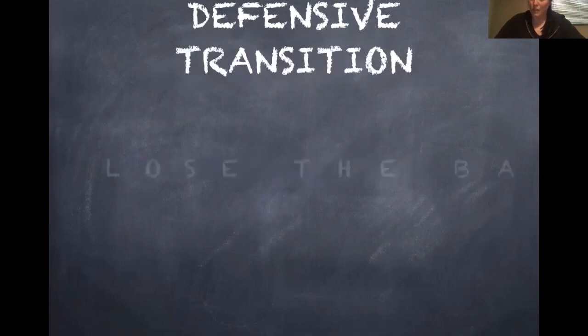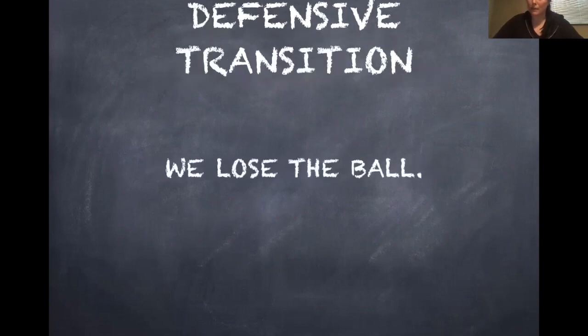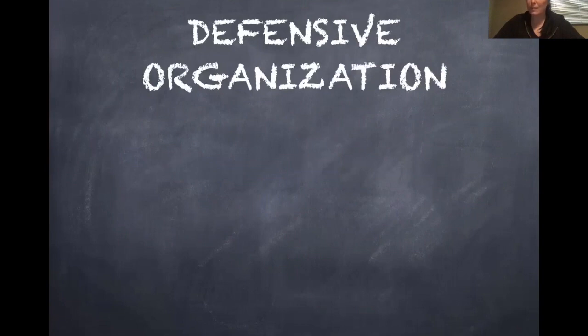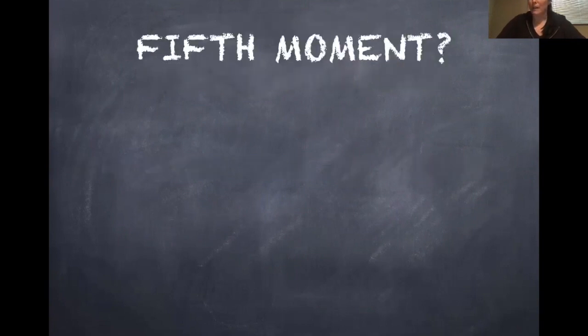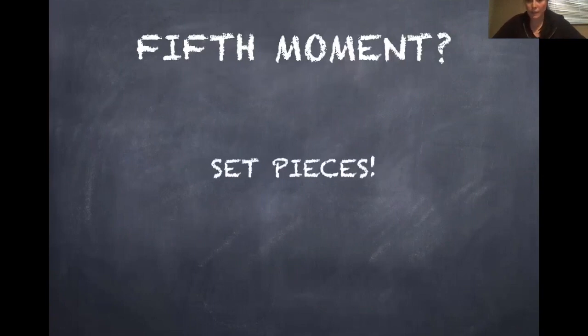Defensive transition, we lose the ball. Okay, so we have the ball and then the other team wins the ball, we lose it. And we're in a transition from offense to defense. Defensive organization, the other team has the ball and we are in organization behind the ball. Okay, so we have numbers behind the ball. Okay, and what is the 5th moment? Well, in my opinion, the 5th moment is set pieces. Okay, so that's anything from corner kicks, free kicks, any kind of set pieces, even throw-ins.